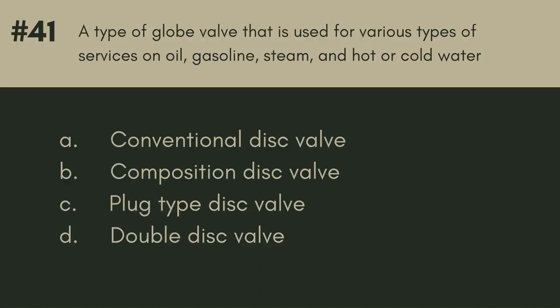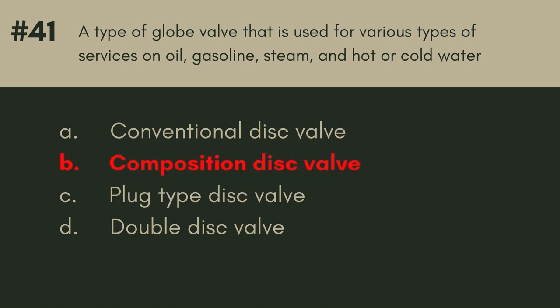Question 41. A type of globe valve that is used for various types of services on oil, gasoline, steam, and hot or cold water. A. Conventional disc valve. B. Composition disc valve. C. Plug-type disc valve. D. Double disc valve. The answer? It's B. Composition disc valve.